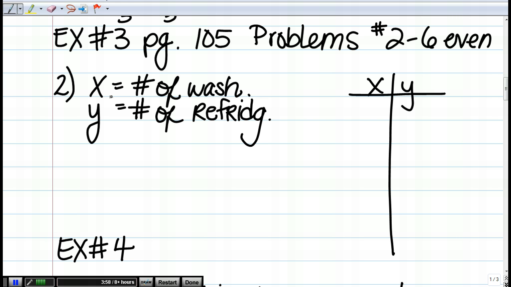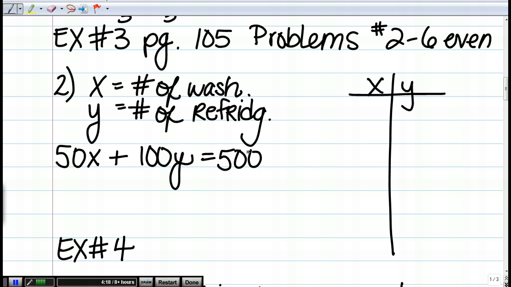So I have to write an equation. I know that each washing machine that he sells, he gets $50. So I would have to multiply $50 times how many he sold, and add that to $100 for how much he makes selling refrigerators, times the number of refrigerators to equal 500. And now I could find the possible combinations of how many washing machines he could sell to get $500 and how many refrigerators he'd have to sell to get $500. I'm going to rewrite my equation, and I'm going to solve for x. So I'm going to subtract 100y over to the other side.